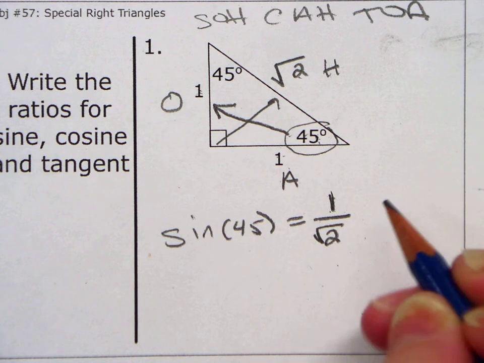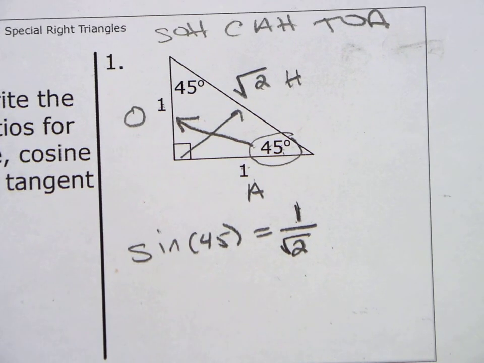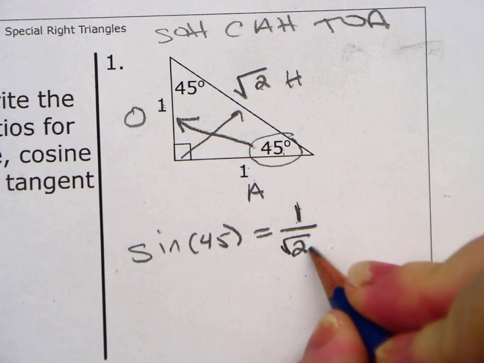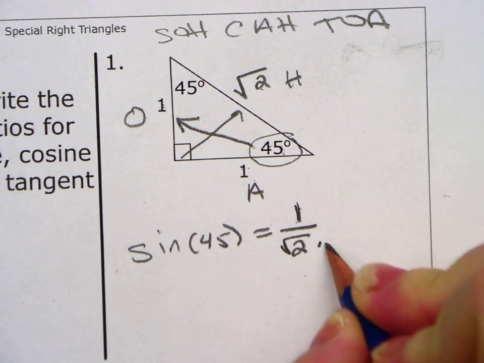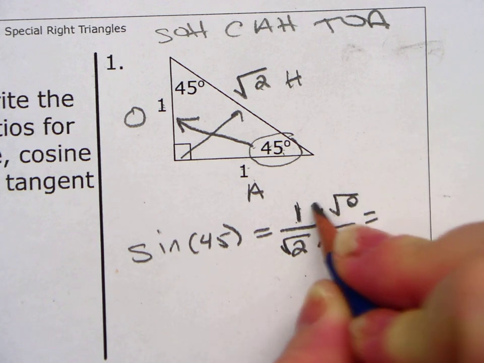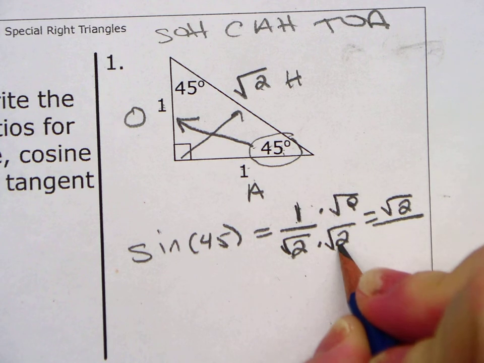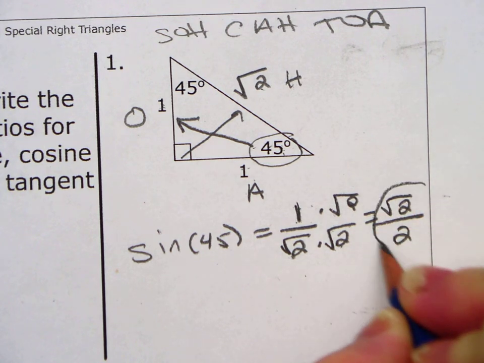Now we are going to rationalize. Mathematicians like it when your denominator is rationalized. So when you have a radical on the bottom, you multiply the top and bottom by it. 1 times radical 2 is radical 2. Square root of 2 times the square root of 2 is 2. So you get radical 2 over 2.